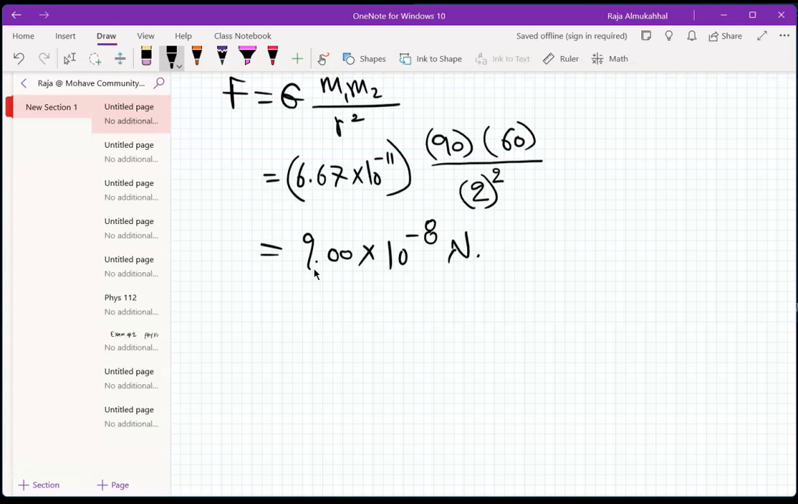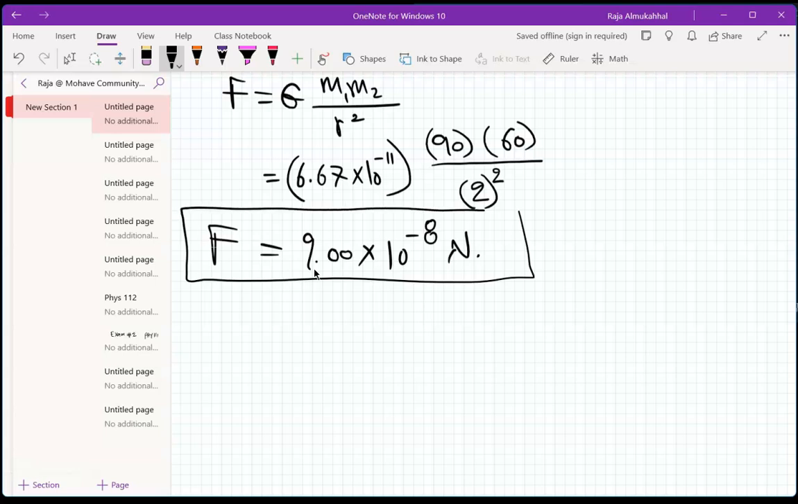So now let's look at this number. How big is it? As you can see, this number is extremely small. This one is basically telling us it's 90 millionths of a Newton. Okay, it's really, really small. So small that you can basically neglect it. It's not trivial, almost zero.